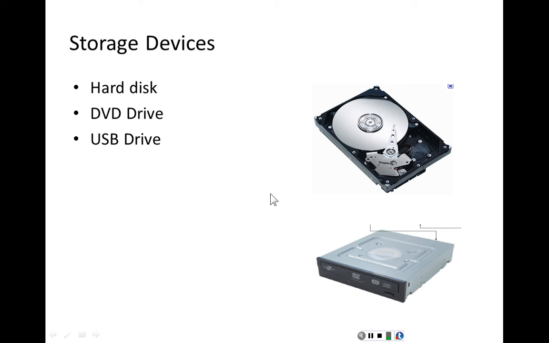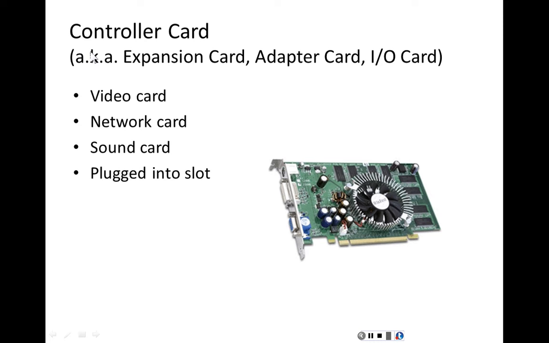Storage devices. You can save data to storage devices. Storage devices include hard disk, DVD drive, or USB drive. A controller card is a circuit board that can plug into the slot of a motherboard. A controller card is also known as an expansion card or an adapter card. It's also known as an I/O card. And examples of controller cards include a video card, or a network card, which of course we will be talking about a lot in this class, or a sound card. And these circuit boards are typically plugged into a slot in the motherboard, or they can be integrated into the motherboard, which we will look at later on in the class.